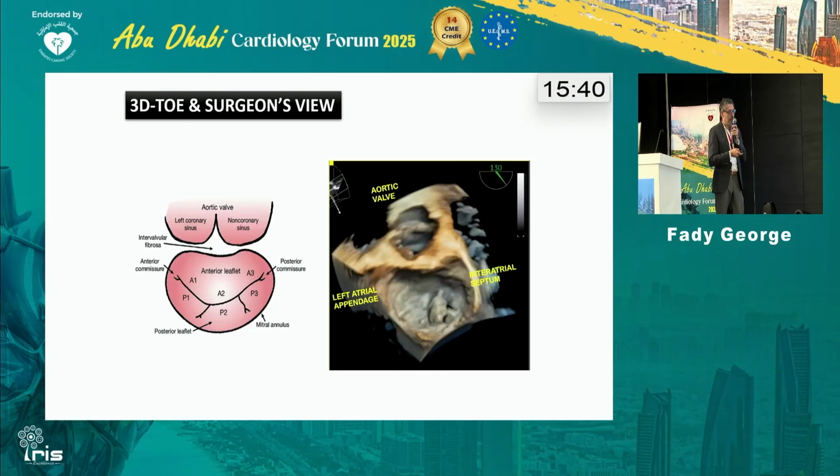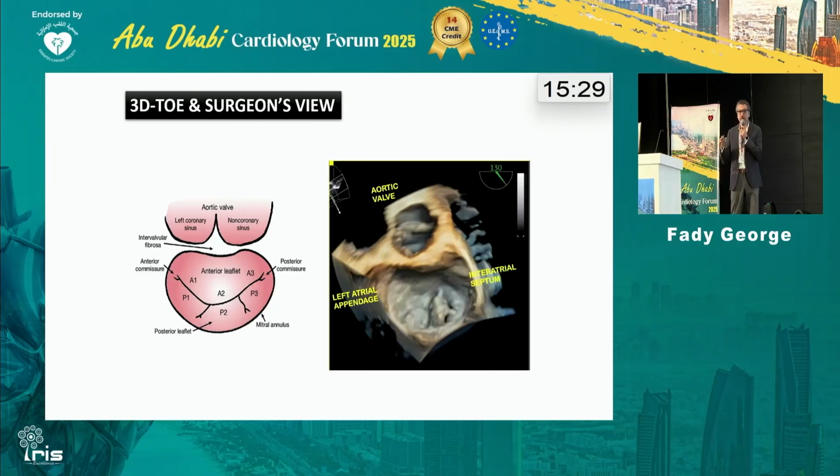So that would be P1, P2, and P3. So we cut through here, and this is a mitral annulus. There is some pathology here. By the way, you can stop me anytime. It's supposed to be an interactive workshop.